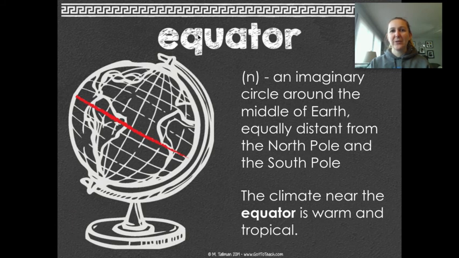Equator has the root equa, or equal, or right in the middle, for it. It's an imaginary circle around the middle of Earth, equally distant from the North Pole and the South Pole. The climate near the equator is warm and tropical.